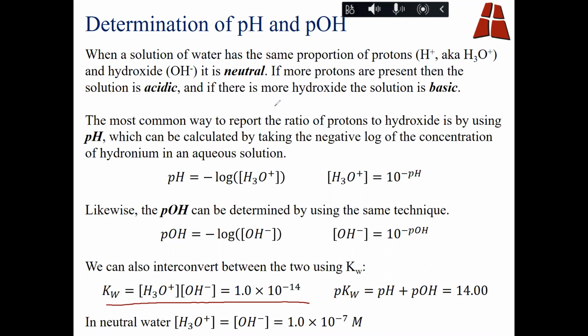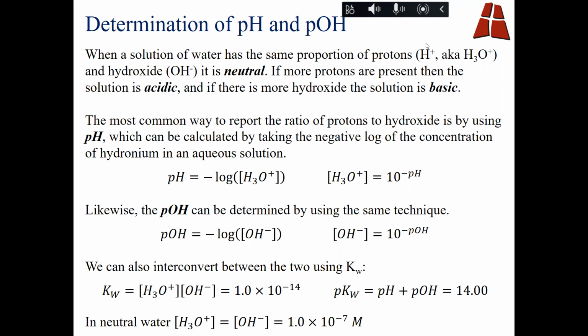And so Kw, of course, is our equilibrium constant for water, the autoionization of water. And so that value is 1.0 times 10 to the minus 14. And then, of course, pKw is then pH plus pOH, which is then equal to 14, of course. Right, so that was just something that I had forgotten to bring up last class that I wanted to make sure you knew about.